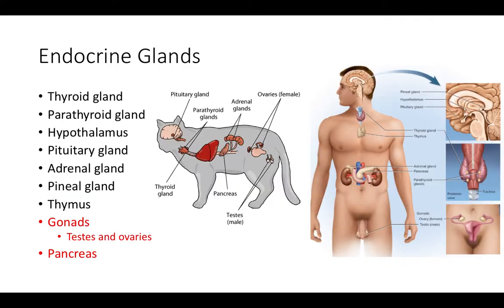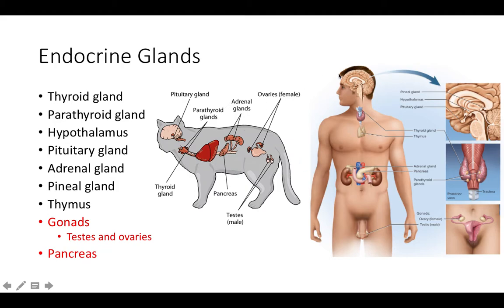Endocrine glands, we're going to talk about these in more depth as we move through, but the thyroid gland is in the throat area here in both the cat and the biped or the human. The parathyroid gland sits right on top of that. So here you have the parathyroid glands here. Hypothalamus is in the brain, so right here. The pituitary gland sits right beneath that. The adrenal gland sits right on top of the kidneys here. Right here and right here.